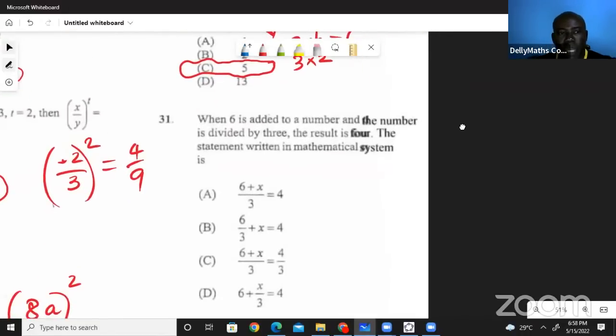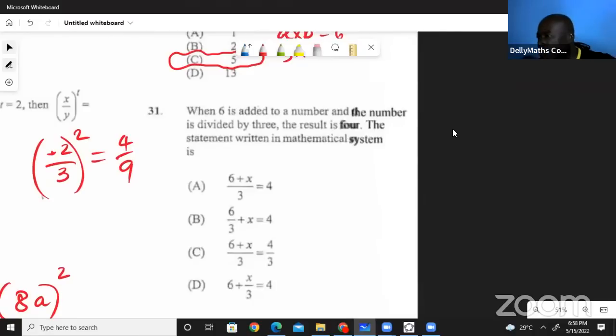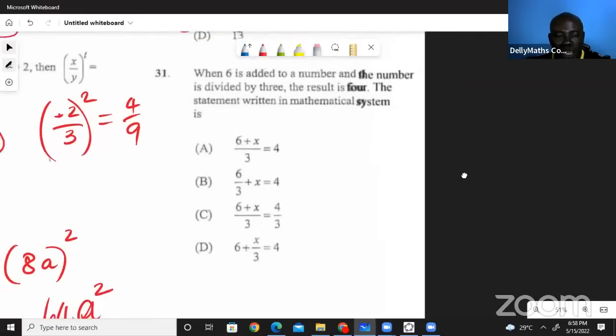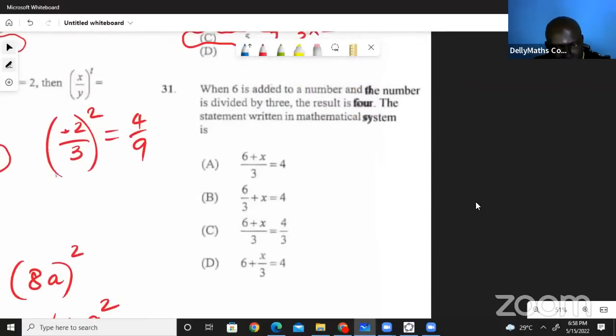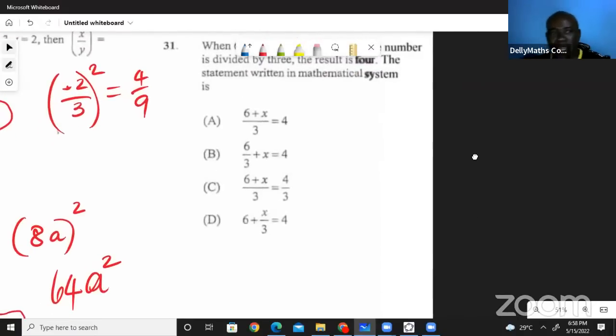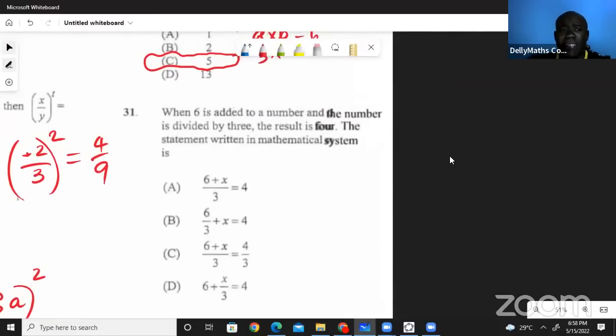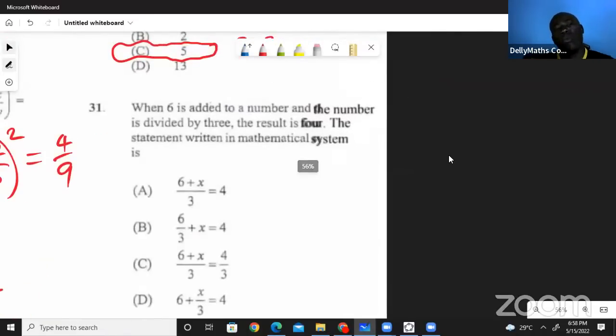All right. Let's go for 31. We have crossed the half mark and we have just hit 1 hour. So I guess the next hour will take us exactly to number 60. All right, so we are at 31. You have to read with a little understanding because it says when 6 is added to a number and the number is divided by 3.